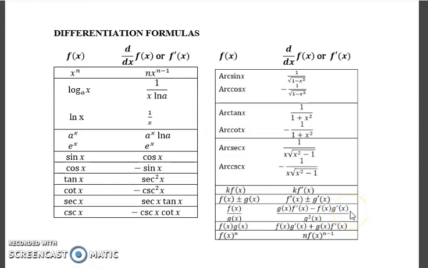This is the quotient rule for differentiation. Low derivative high minus high derivative low over the square of the denominator. This is the product rule for differentiation. So left derivative right plus right derivative left. And this is the general power rule for differentiation.